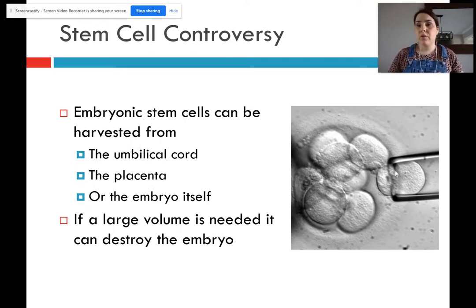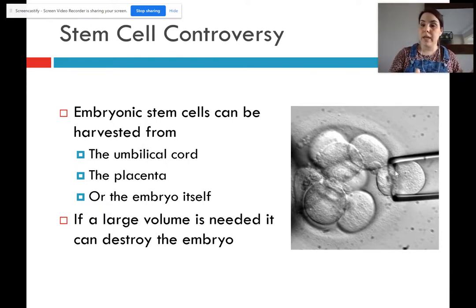The problem is, to collect the eggs, they collect a number of eggs from the mother and a bunch of sperm from the father and mix it all together, so they have a number of embryos. Some of those embryos may not be used. Maybe the pregnancy becomes viable while there's still a number of embryos left behind. So instead of just keeping those embryos in a medical freezer, a lot of people may donate them for research. Some people have ethical issues with that, though.